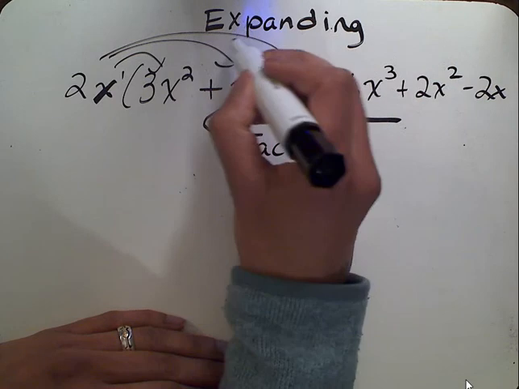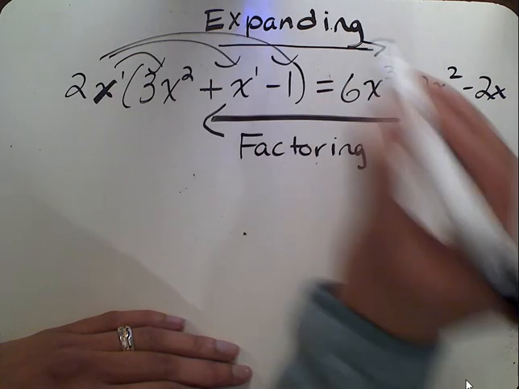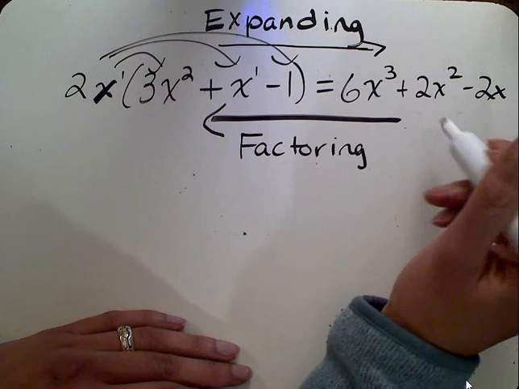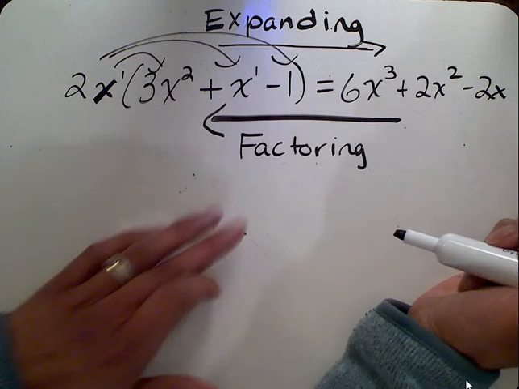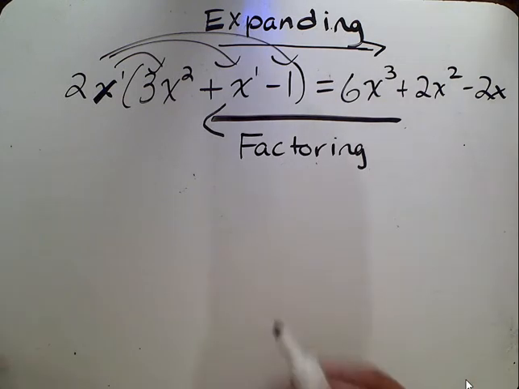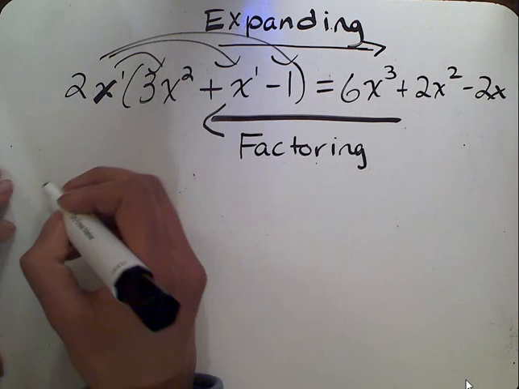So once again, when we go in this direction, we are expanding, we're multiplying. And when we take a sum or difference of terms and express it as a product, we are factoring. Okay, so let's start with an example.